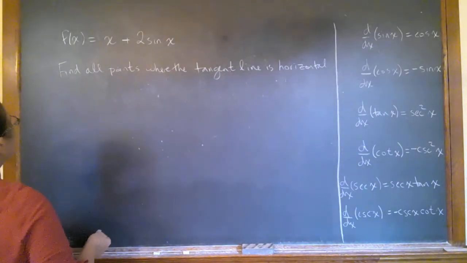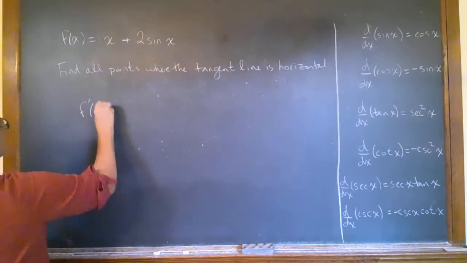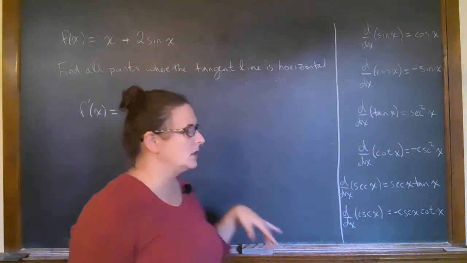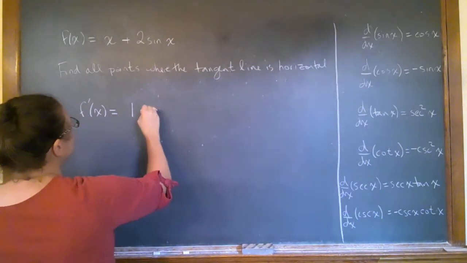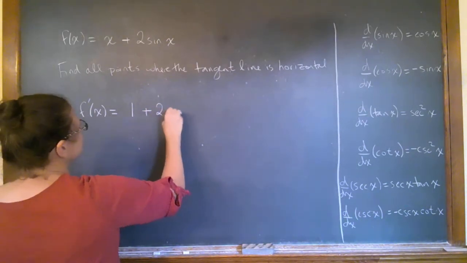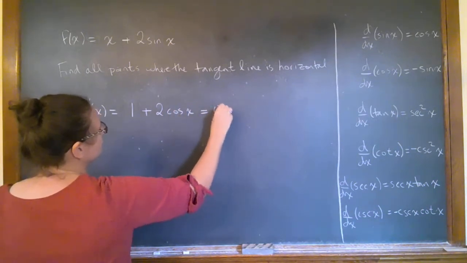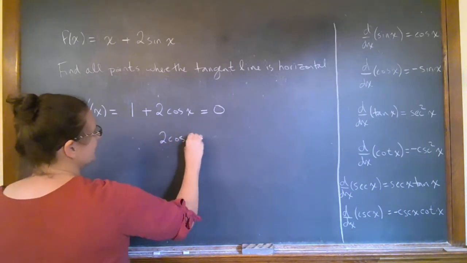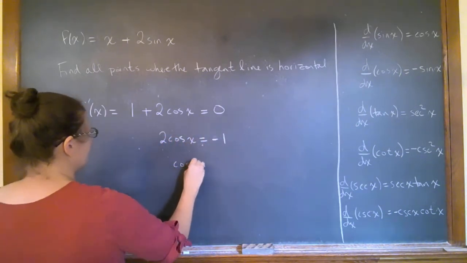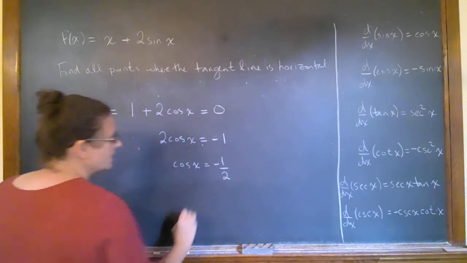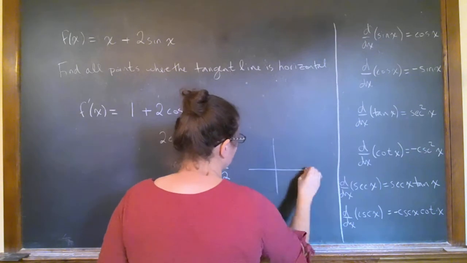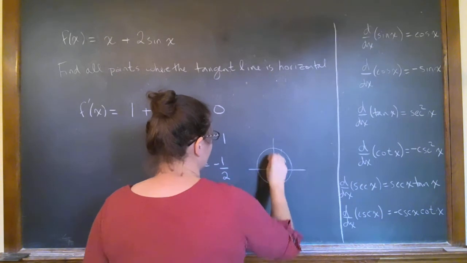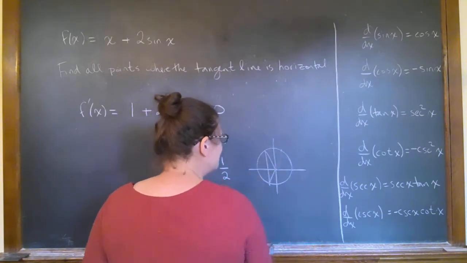This is easy to take the derivative of. We don't even need any fancy quotient rules or anything. The derivative of sine is cosine, so I have this. I set this equal to 0, and now I just solve for x, right? So I have 2 cosine x equals -1, and then cosine x equals -1/2. Okay, so what points are those? That's a unit circle point, right? Cosine is the x, so it would be, okay, no, not that one, it would be these two, right?